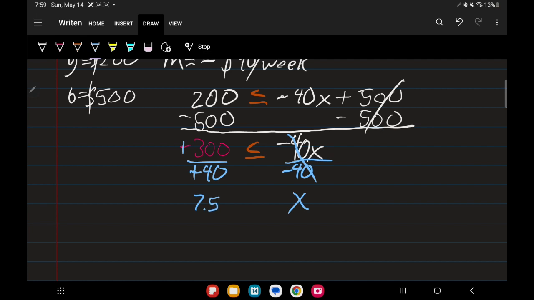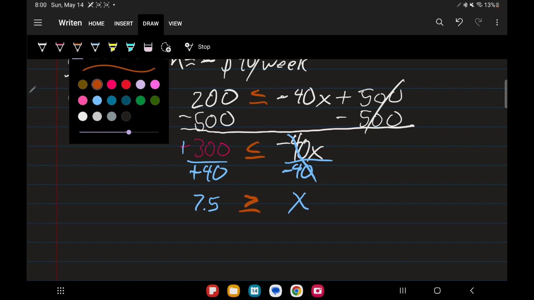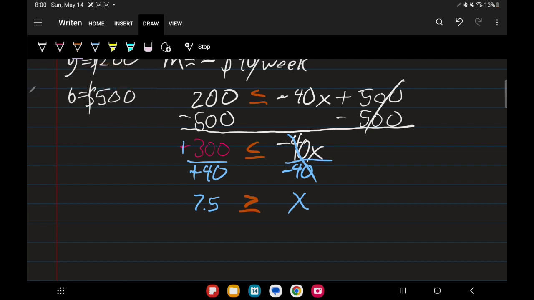7.5. And now here's the tricky part. Remember, if you divide or multiply both sides by a negative number, you need to switch your inequality sign. So x needs to be, and we'll go over checking this in a sec, x needs to be less than or equal to 7.5. Okay. If x is less than or equal to 7.5, this should work.